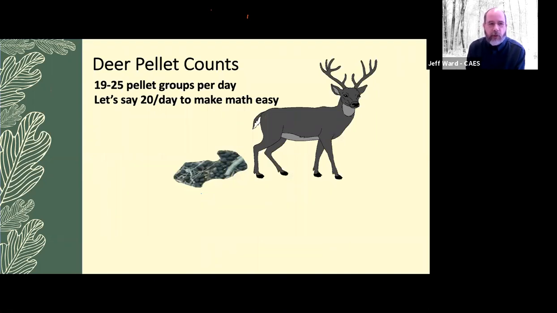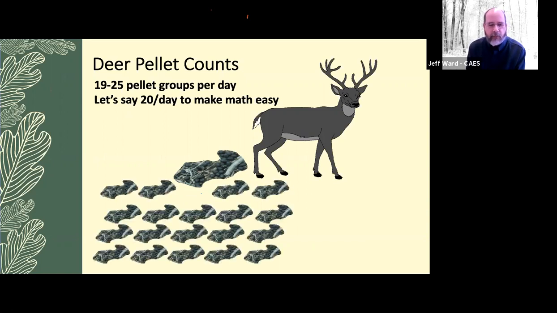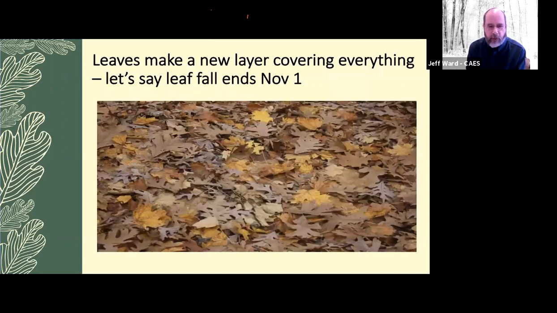Well, one of the things about deer is they poop anywhere from 19 to 25 times a day. So let's say for the math we're going to do, there's like 20 a day. So there's a lot of deer pellet groups that they're dropping all over.